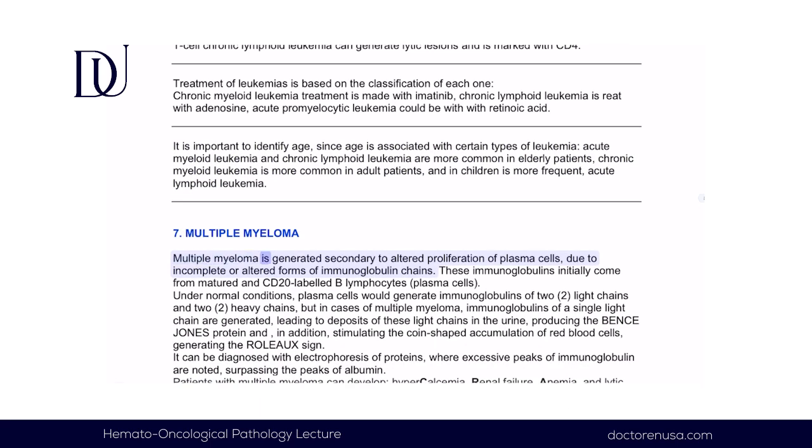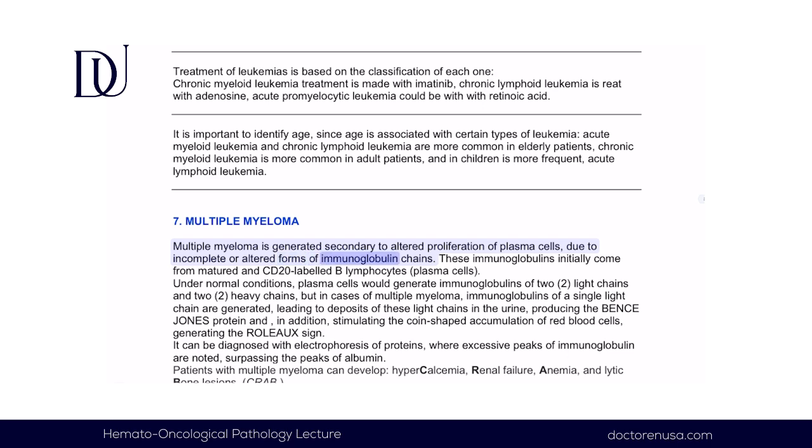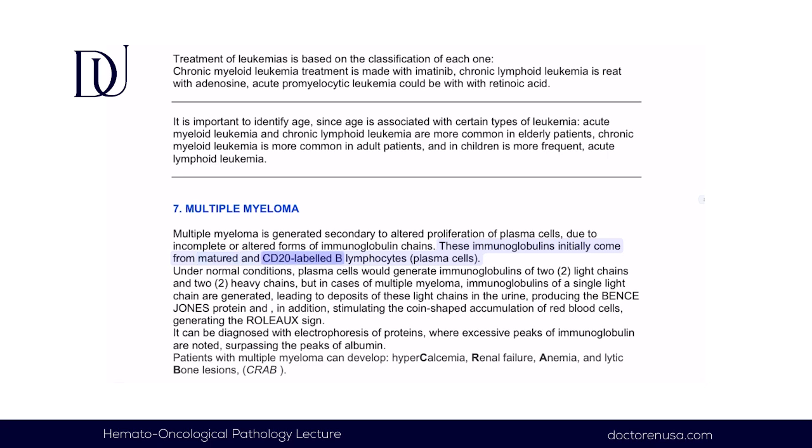Multiple myeloma. Multiple myeloma is generated secondary to altered proliferation of plasma cells due to incomplete or altered forms of immunoglobulin chains. These immunoglobulins initially come from matured, CD20 labeled B lymphocytes, plasma cells.